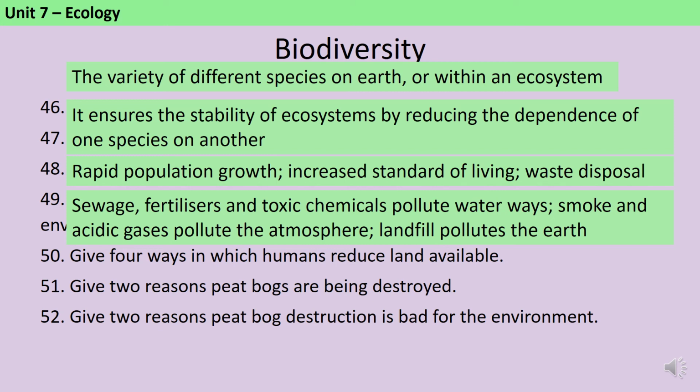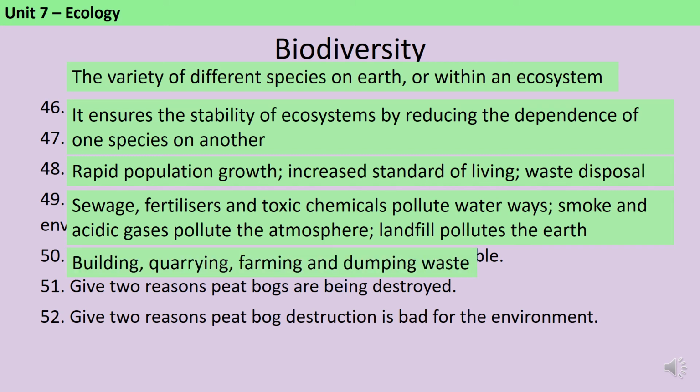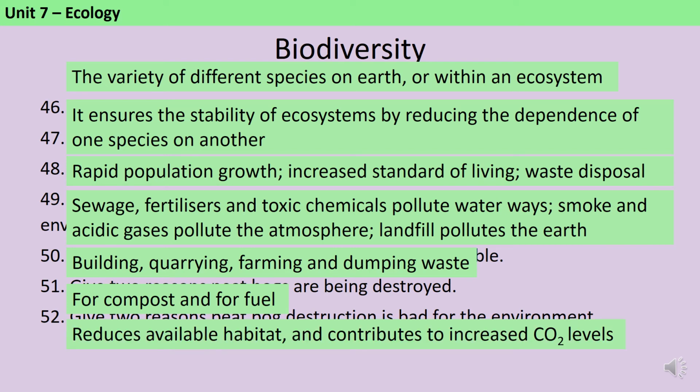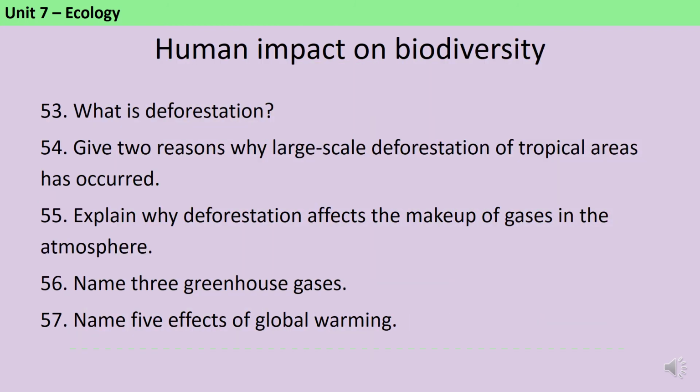Four ways in which humans are reducing land availability include building, quarrying, farming and dumping waste. Peat bogs are being destroyed for compost and also for fuel, and this is important because it reduces available habitat and also contributes to increased carbon dioxide levels.